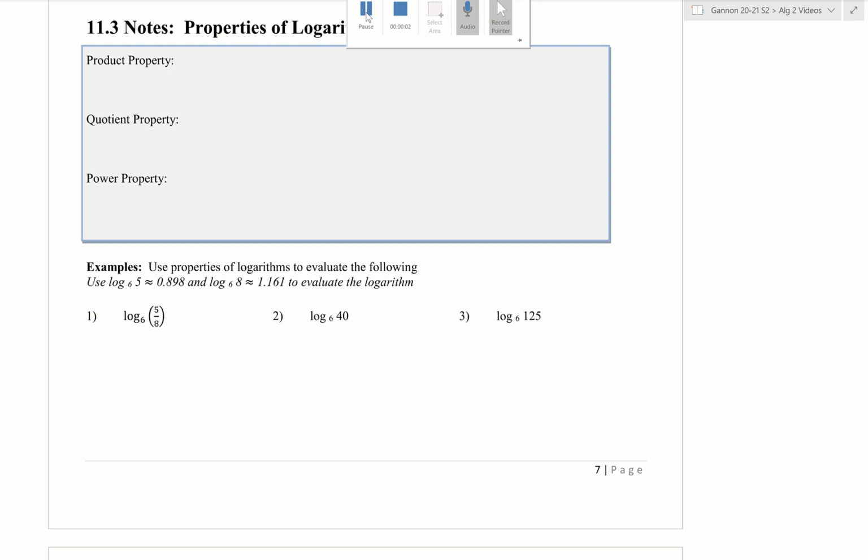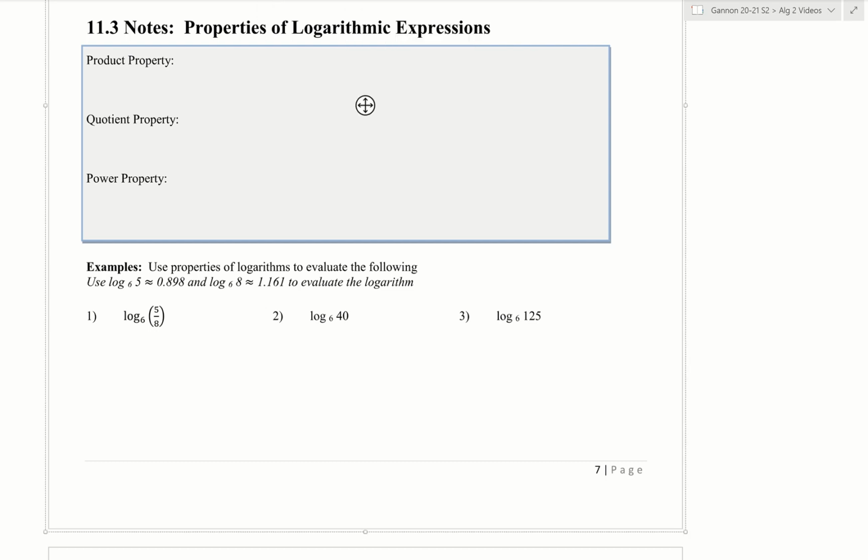Hey, welcome everybody. In this video, we're going to take a look at the 11.3 notes for Algebra 2, where we're going to take a look at properties of logarithmic expressions. And there's three main properties that we're going to focus on today. So we have what's called the product property.